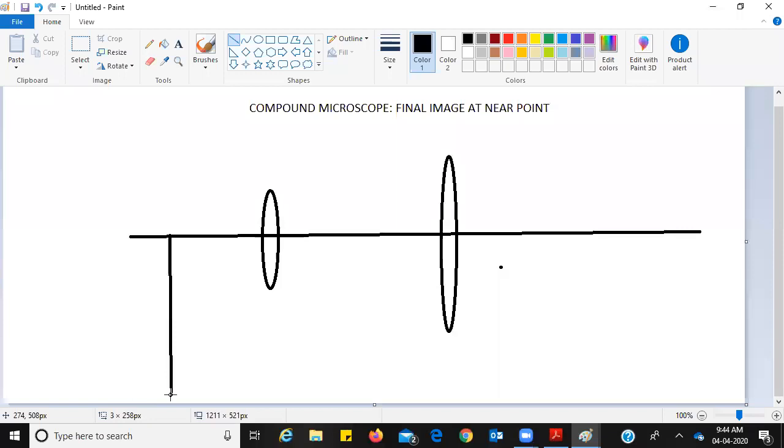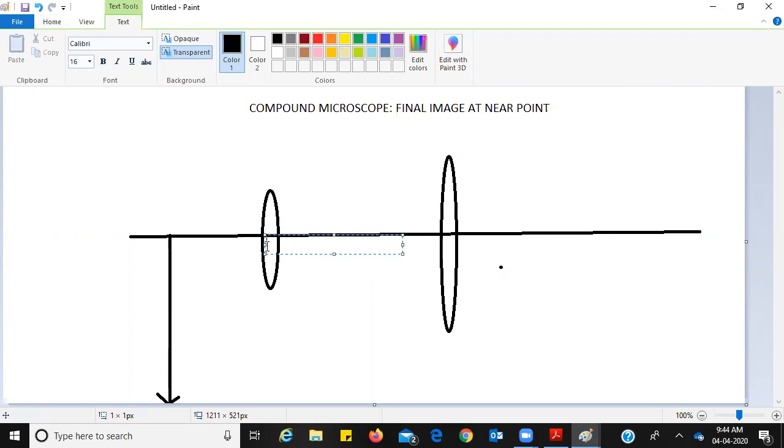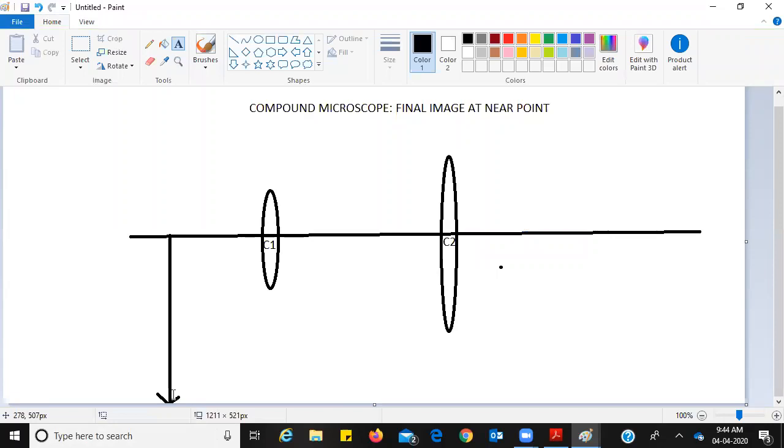This is a final image. It will be formed at 25 centimeters because near point. So 25 centimeters from C2, from the eye. Here is the eye. So this point is C1, and this point will be C2. And this is a final image, and Siddharth, you asked, it's virtual.